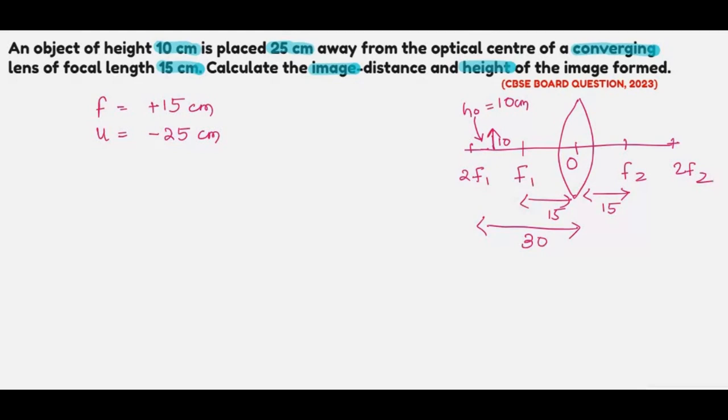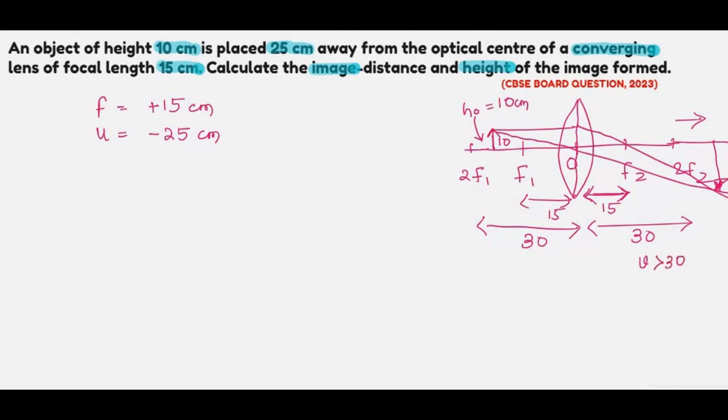So if you recall, what should the ray diagram be like? One ray will go parallel to the principal axis. After refraction, it will pass through F2. Another ray will pass through the optical center undeviated. So here will be our image which will be formed. If this distance is 15, on the other side 2F2 also will be 30, right? So our image is formed beyond 2F2. That means our image distance should be more than 30 centimeter.